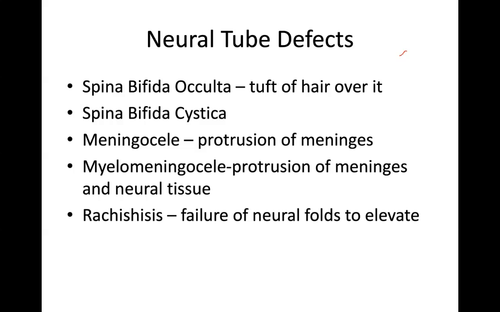Now, whenever there is incomplete closure or abnormal closure of neural tube, you have a very vast range of anomalies which are given the heading of neural tube defects. Now you have a condition known as spina bifida. Spina bifida is actually considered to be an anomaly of the development of the vertebra as well as anomaly of neural tube.